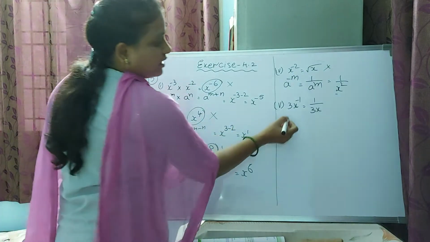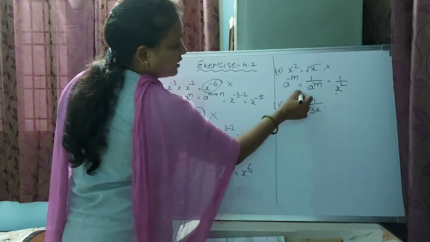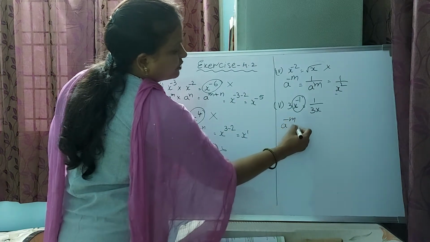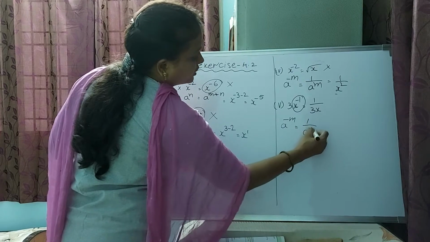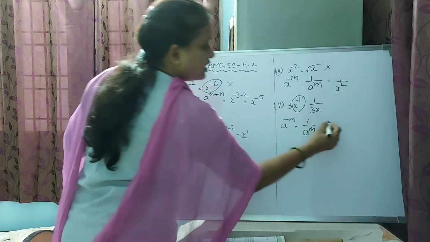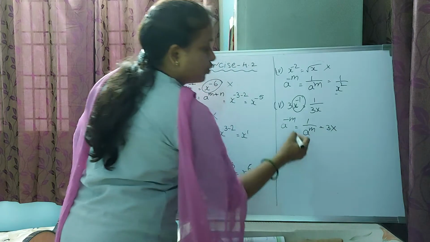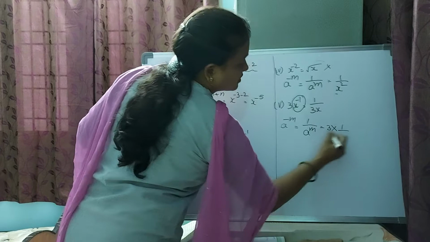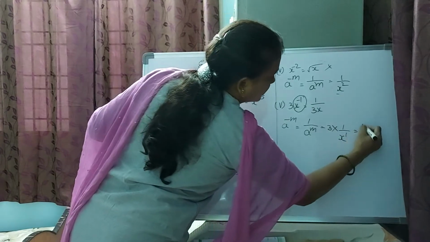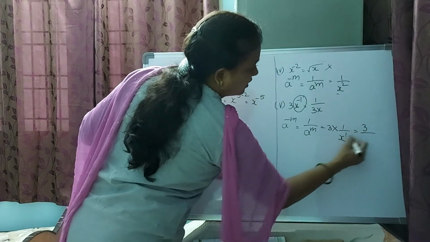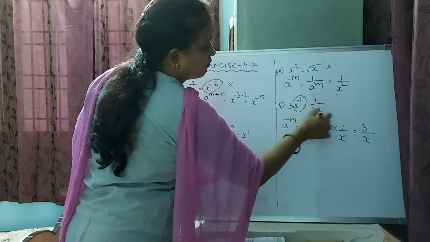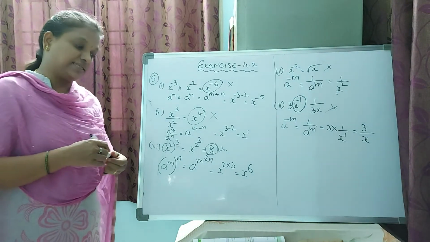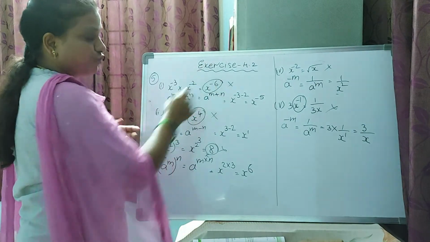Next, this one. See, only for x it is having minus 1. That means same formula only. a to the power of minus m is equal to 1 by a to the power of m. So here 3 will be like that only, only x converts like this, 1 by x power 1. So the answer is 3 ones are 3, 3 by x, but here 1 by 3x. So this is also wrong. In this way we can justify our answers. This is fifth one in exercise 4.2.